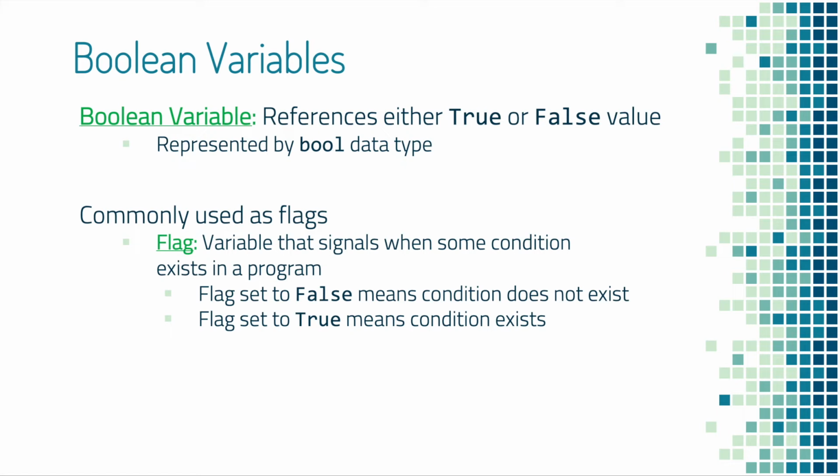So true or false. It's represented by a bool, B-O-O-L, data type, and it's commonly used as a flag value. So if you want to see whether you've actually achieved something or not, you can use the Boolean variable set as true or false to determine whether you met that condition at the end or not.